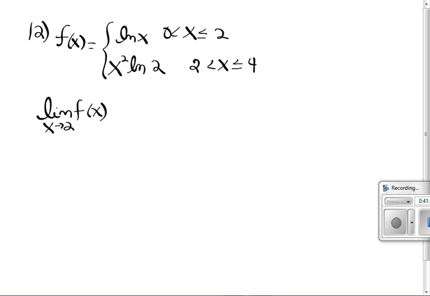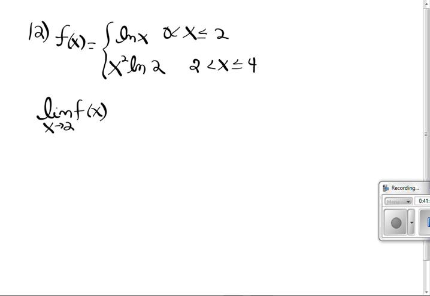Now, I want to find the limit as x approaches 2. First question is the log function continuous everywhere? Everywhere in its domain, that is. Yeah. And guess what this is? X squared, Alexi? That's just a parabola with a coefficient of log of 2. About 0.7. Okay, guys. So how do you find a limit?